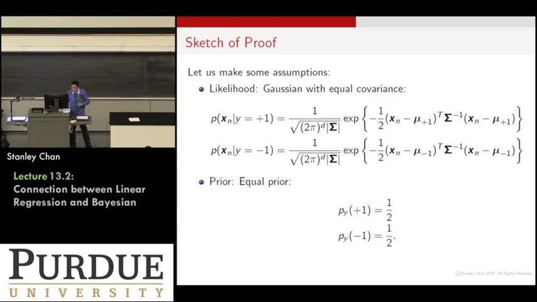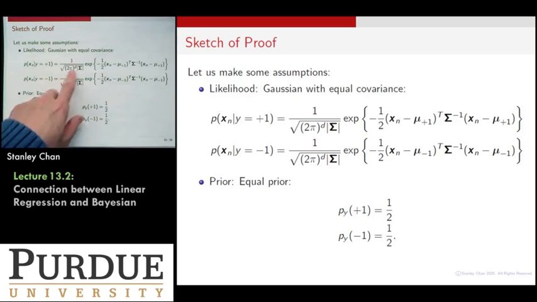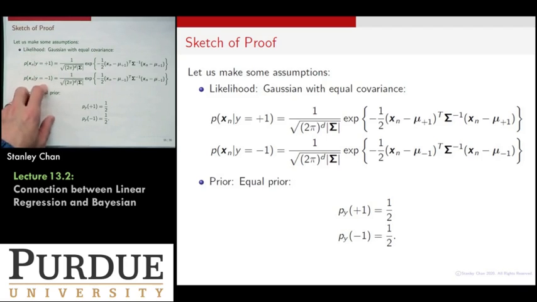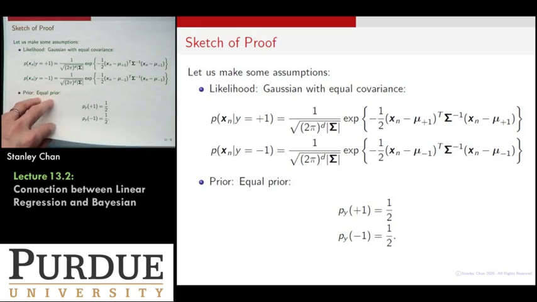I will just very, very briefly comment on what are the algebraic tricks that you want to read as you look at the proof. Okay, so this is called a sketch of the proof. It's not a proof, so I'll go over it very quickly. You have a likelihood function that is Gaussian with equal covariance, and so you can calculate these two likelihood functions. One is this Gaussian, the other one is the other Gaussian, and then you have equal prior.